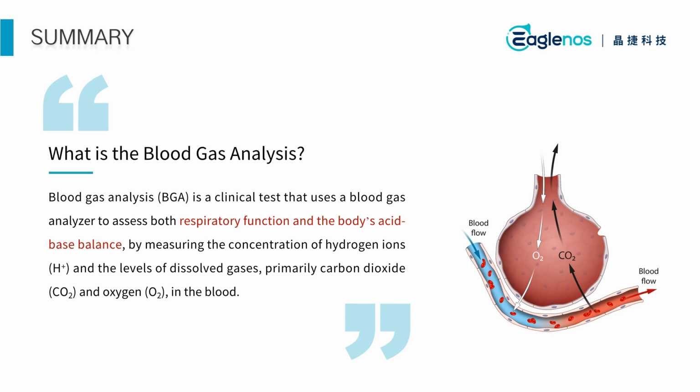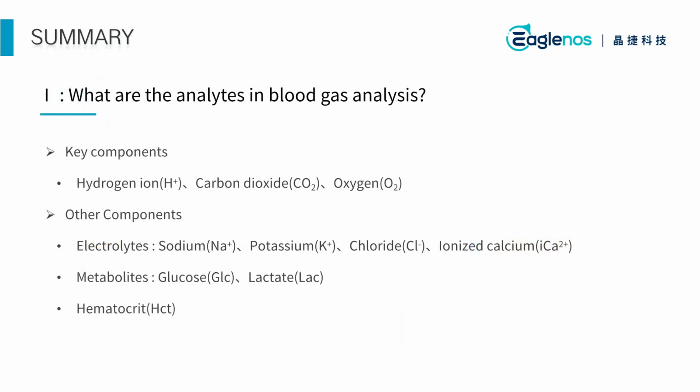This slide provides a detailed description of blood gas analysis. It's not just about numbers, it's about understanding the story these numbers tell about a patient's health. Through blood gas analysis, we can obtain several key pieces of information. The first key piece of information is about the analytes involved in blood gas analysis, which include hydrogen ions, oxygen, carbon dioxide, as well as electrolytes and metabolites. These analytes are crucial in assessing a patient's overall health and can provide valuable insights into several physiological and pathological processes.